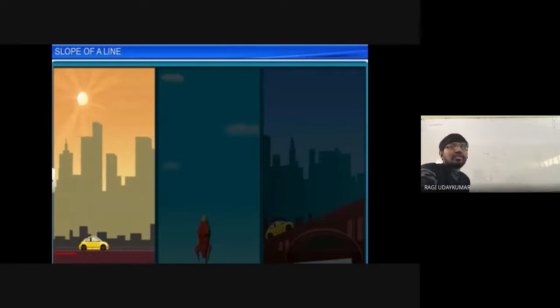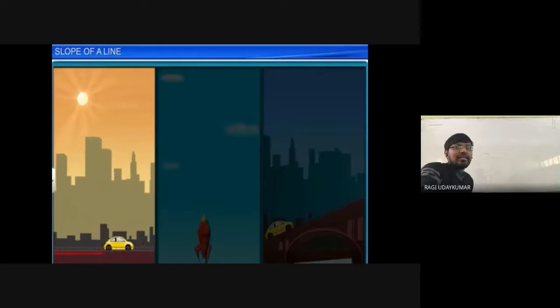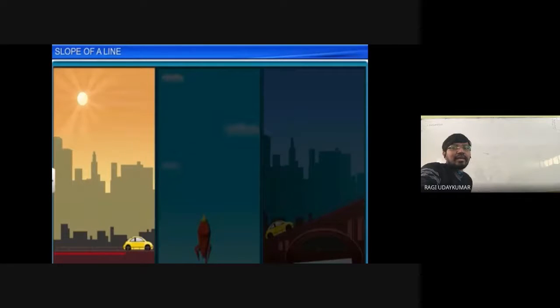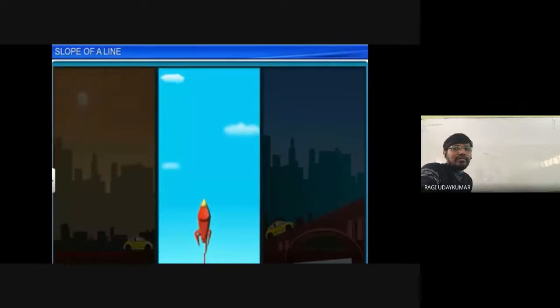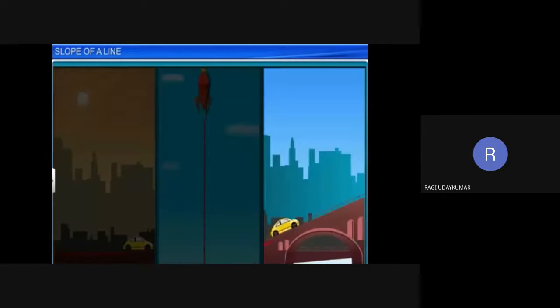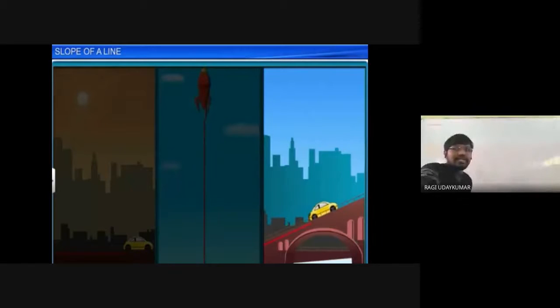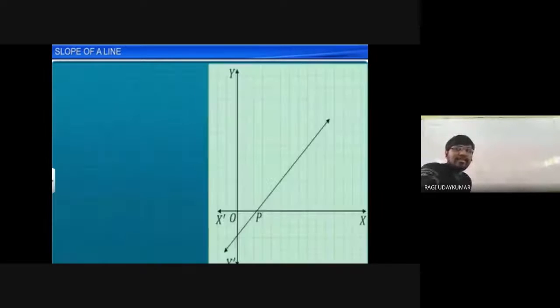Slope: you already know that this car is moving horizontally on a plane and the rocket is moving vertically upwards, perpendicular to this track. Whenever the road is in the third case, you can see that there is some slope in it, as it is climbing upwards. So the slope of the line along which the car is going will be defined.